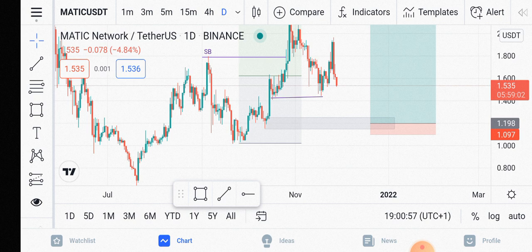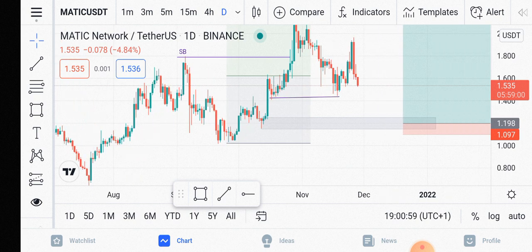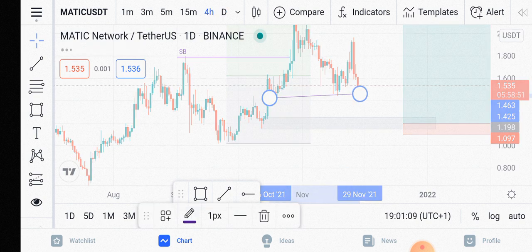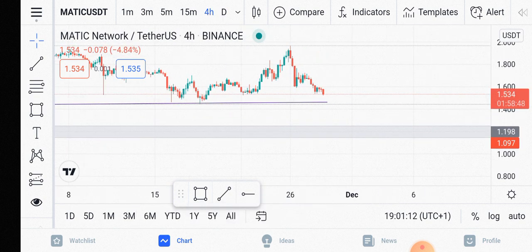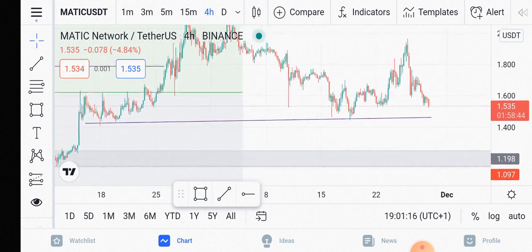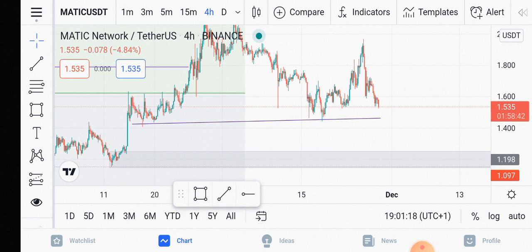But since this is on the daily time frame, I would need to go more deep into my analysis. So I'll move to my next time frame, which is the 4-hour time frame. When I move to the 4-hour time frame, I can see here that the market is actually on a downtrend.